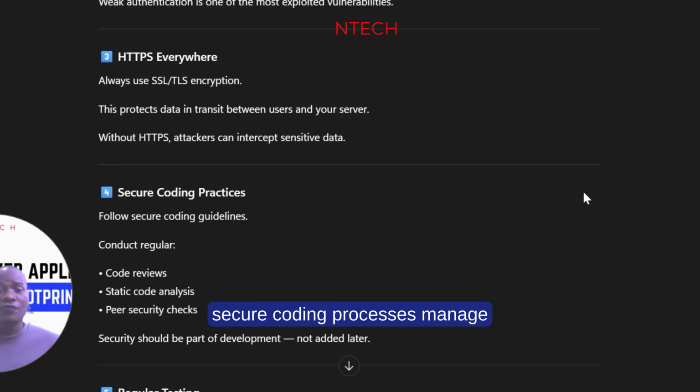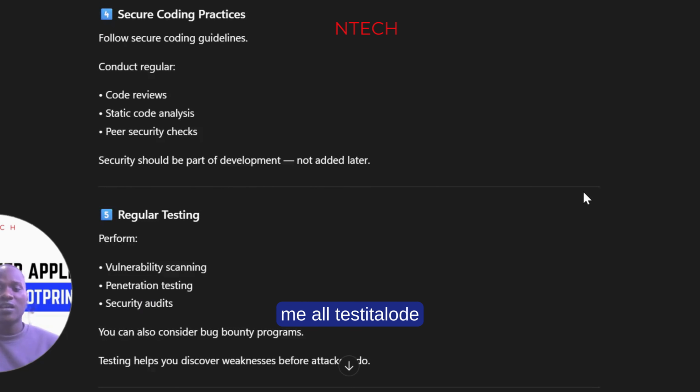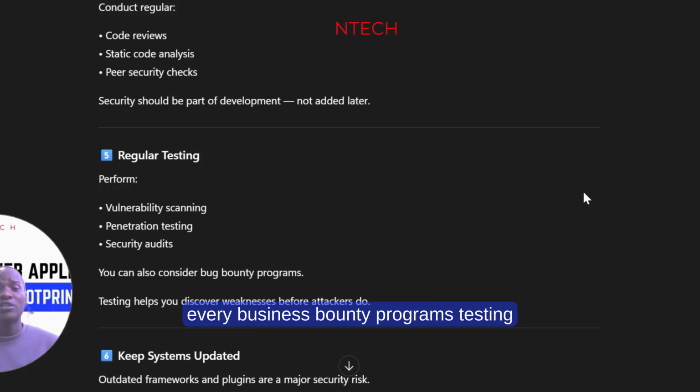Secure coding practices: follow secure coding guidelines. Conduct regular code reviews, static code analysis, and peer security checks. Security should be part of development and shouldn't be something that is added later. Regular testing: you have to perform vulnerability scanning, penetration testing, and security audits. You can also consider bug bounty programs. Testing helps you discover weaknesses before the attacker does, and this can prevent losses.